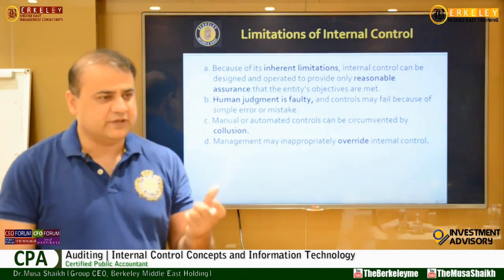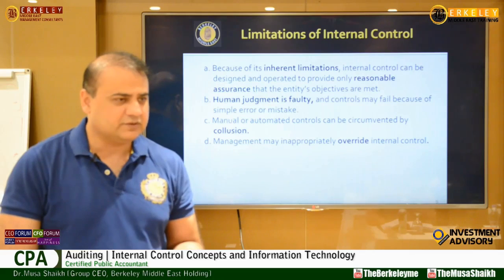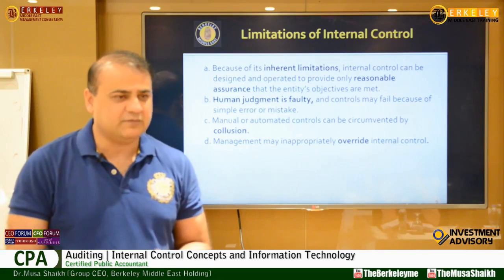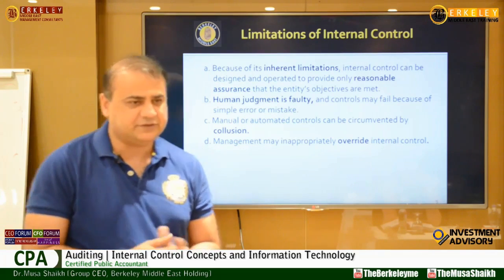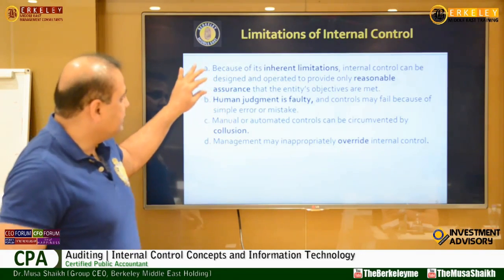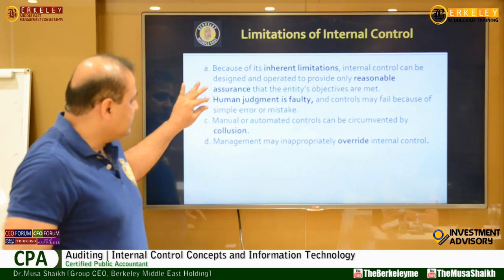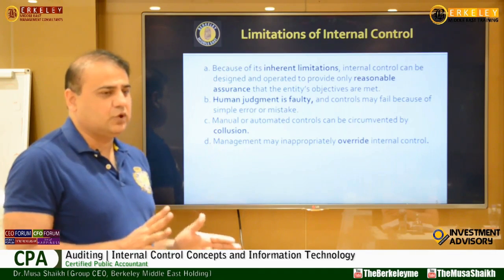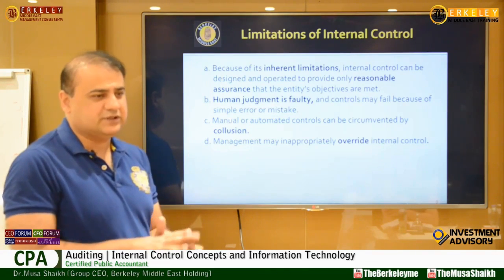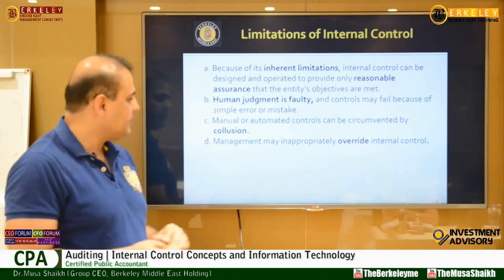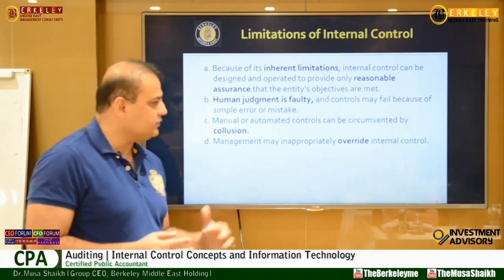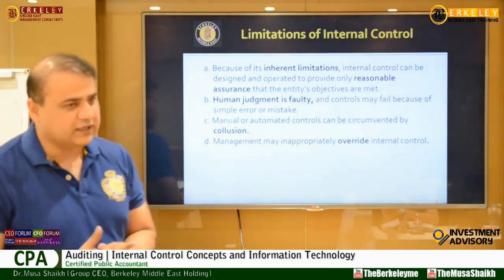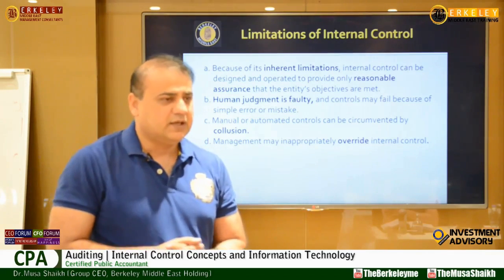Auditing goes on judgment, so judgment may be wrong. So human judgment can be the first limitation. And this is what he says. Sometimes manual or automated systems collude or cross each other. It creates a problem. And sometimes management itself overrides internal controls.